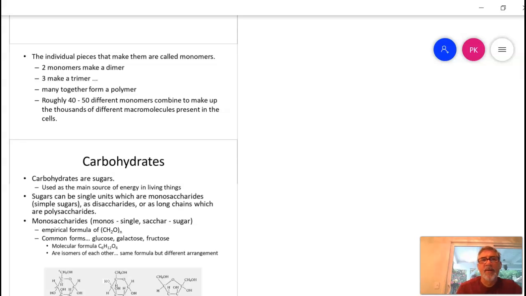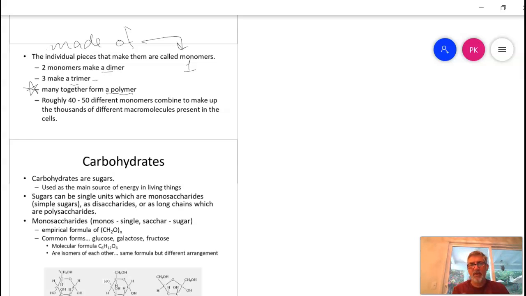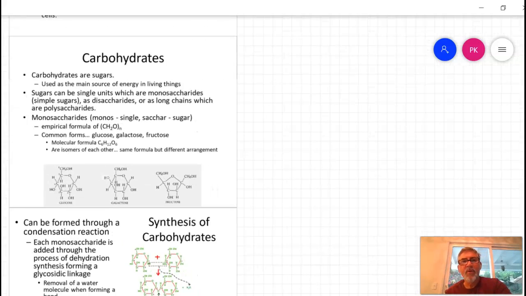All right, so macromolecules are made of monomers. Mono means one, and mer is kind of like body. Each monomer can be joined to make a dimer. If I have 3, I'd have a trimer, because di means 2 and tri means 3. And many makes a polymer. So the macromolecules are all polymers because they contain many pieces. So let's just get right into it.